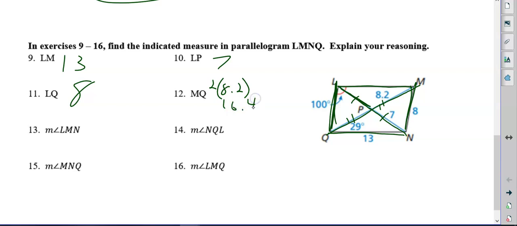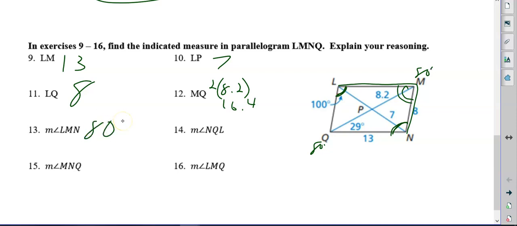is 16.4. Now the measure of LMN, let's kind of clean this up a little bit. LMN is right here. Okay? Now, notice it says this is 100. That means this is 100. Therefore, M and Q are both 180 minus 100, so these are 80 degrees each. So LMN, which is that, is 80 degrees. Now NQL. NQL is this angle over here, which we just said is also 80.